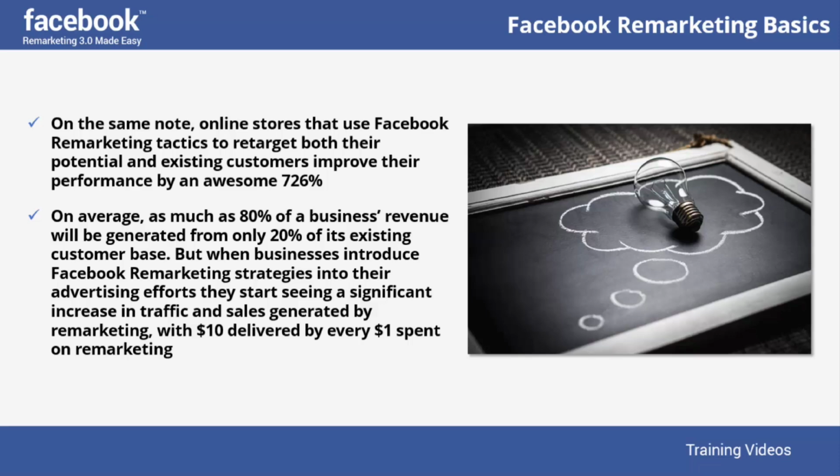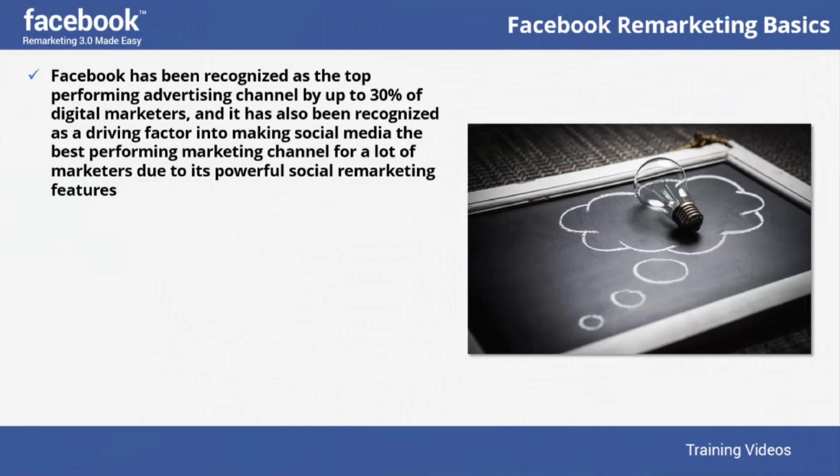customer base. But when businesses introduce Facebook remarketing strategies into their advertising efforts, they start seeing a significant increase in traffic and sales generated by remarketing, with $10 delivered by every $1 spent on remarketing. Facebook has been recognized as a top-performing advertising channel by up to 30% of digital marketers. And it has also been recognized as a driving factor into making social media the best-performing marketing channel for a lot of marketers, due to its powerful social remarketing features.